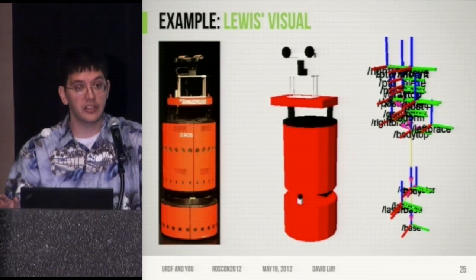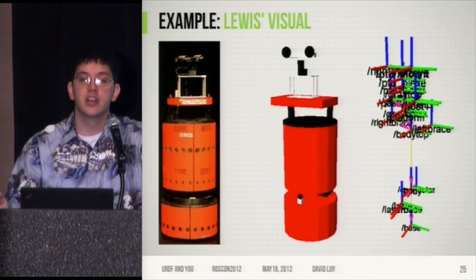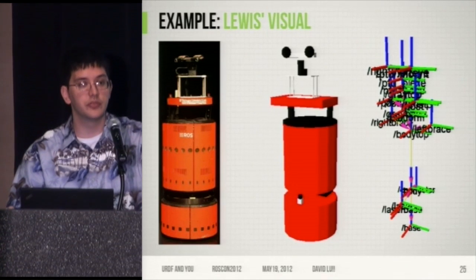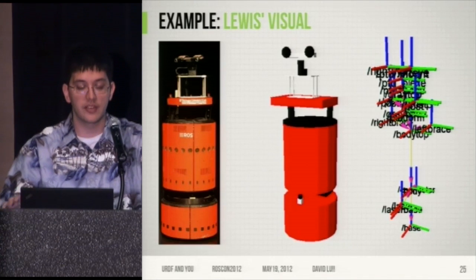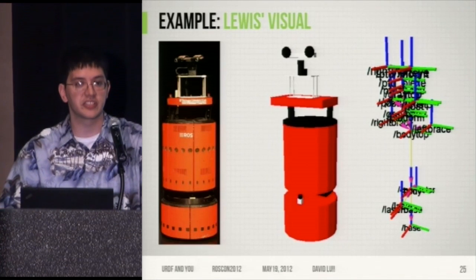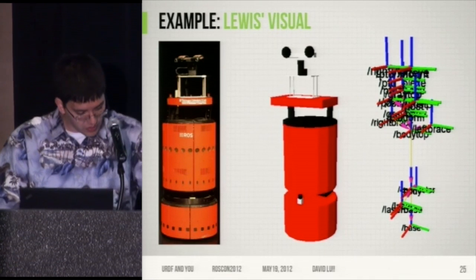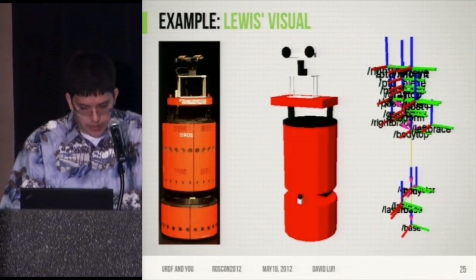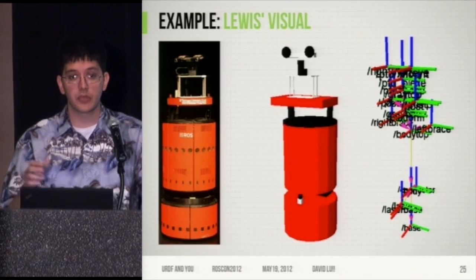An important debugging note: if you don't specify a transform for every link, the visual elements in RViz will appear at the origin of all of your reference frames and therefore not have the structure that you want, even if it's just fixed links. So you need to specify TF frames for each one of those. And so this is the visualization that we have for Lewis.